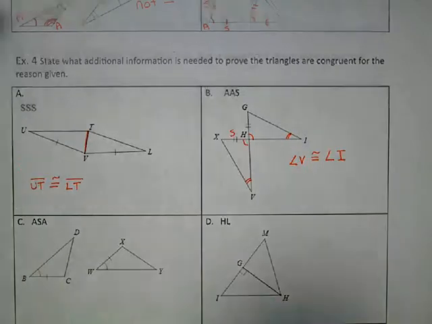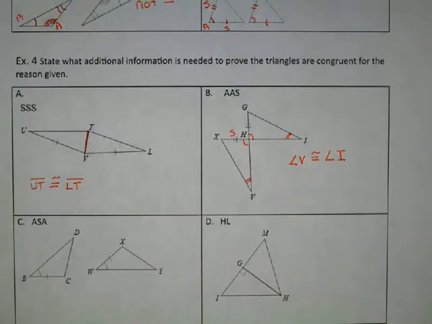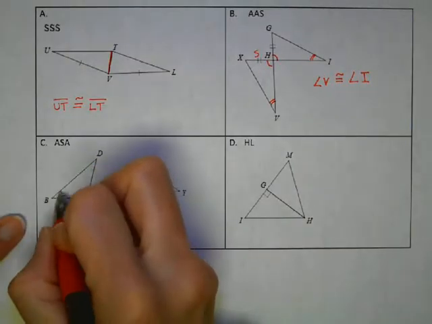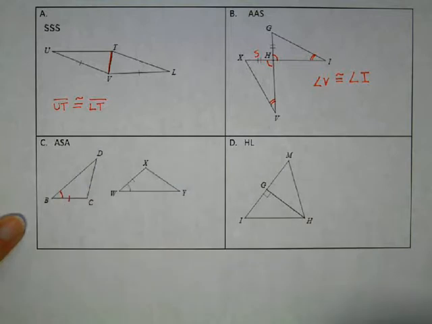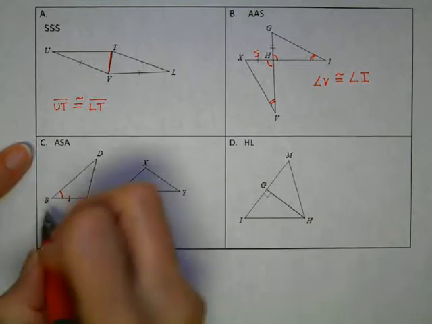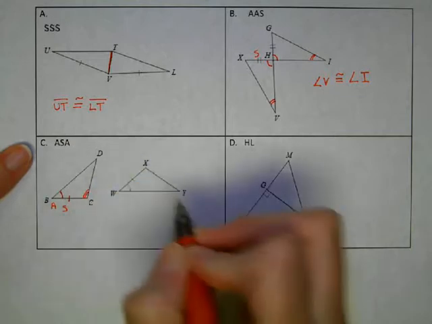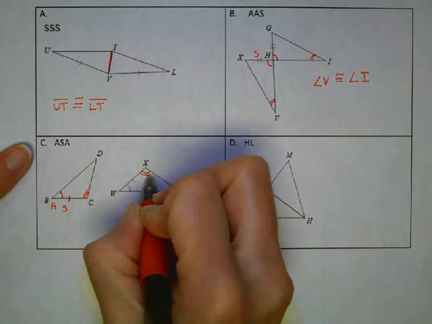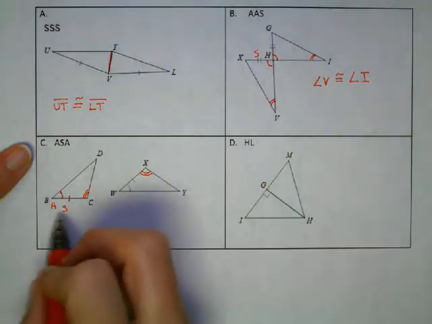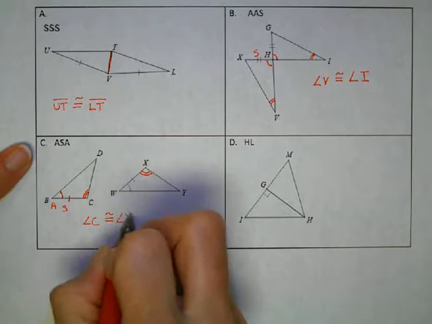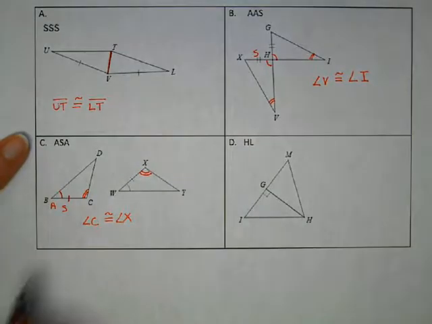I'm trying to figure out what's missing. This last one, we have angle, side, angle, what they want. We have an angle, we have a side, so we are missing another angle. So if you have angle, side, we need this angle here to be congruent. So we would need angle C to be congruent to angle X. That would be what's missing to get angle, side, angle.